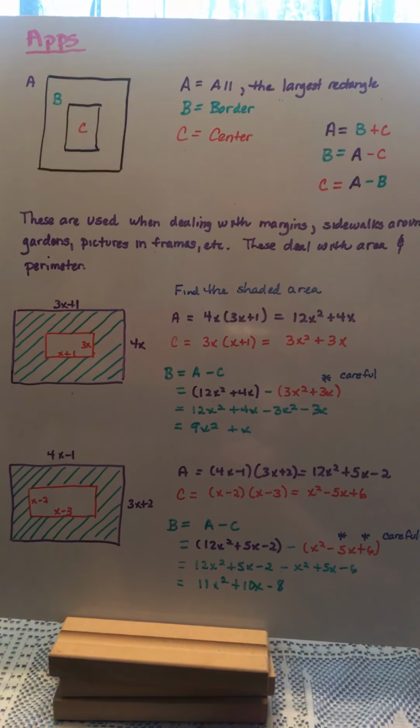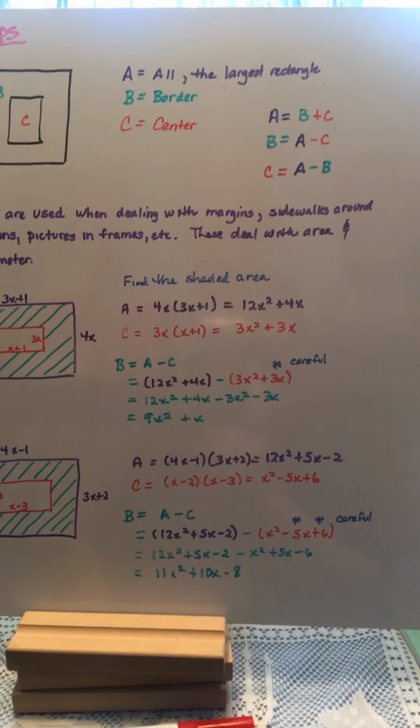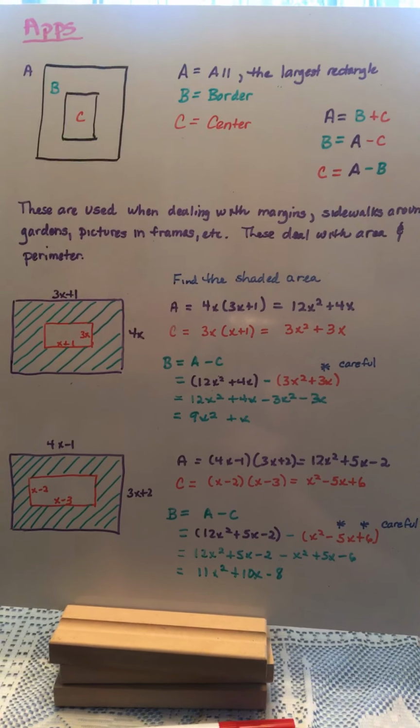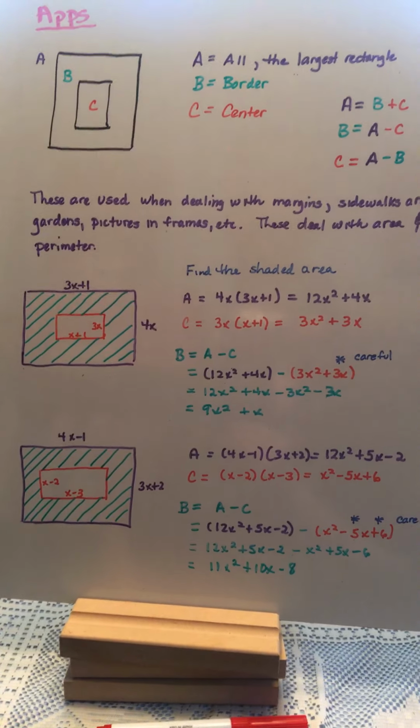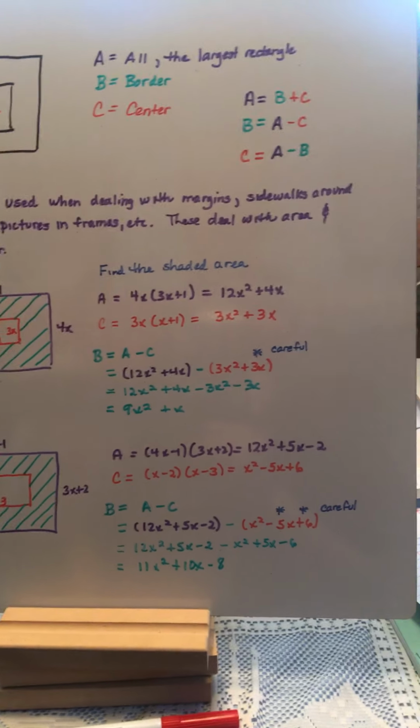How do you get A? You add B and C together. How do you get B? You take A and punch out C. How do you get C? You take A and punch out B.